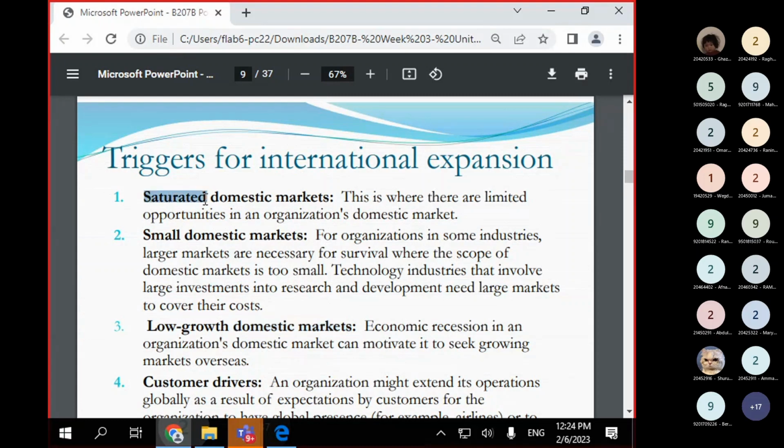So it's either saturated, meaning you have reached your limit in who you can target in your local market. Your sales are not improving. You need to improve your sales over time, so if they're not improving, or you have a small domestic market. Domestic markets means local markets.